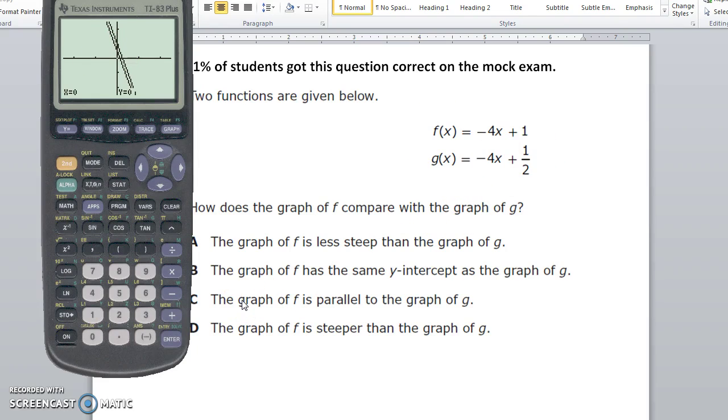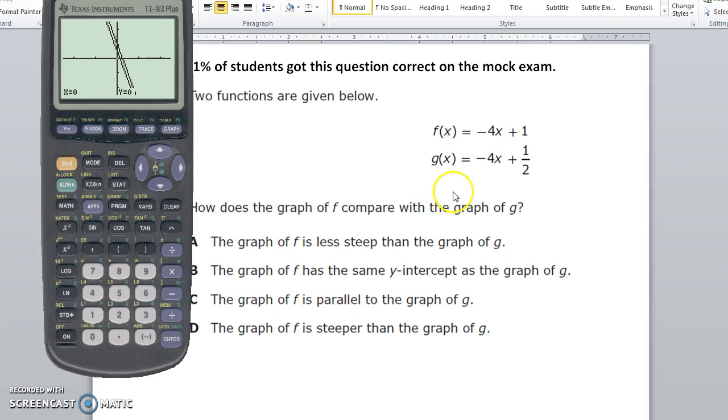C. The graph of f is parallel to the graph of g. Yes, these two lines are parallel lines. So the answer choice is C. That is the correct answer. D. The graph of f is steeper. Nope, they're the same steepness. So you could use the calculator to look at the graphs and determine it.